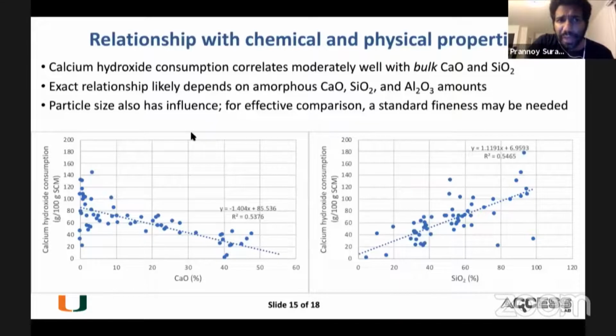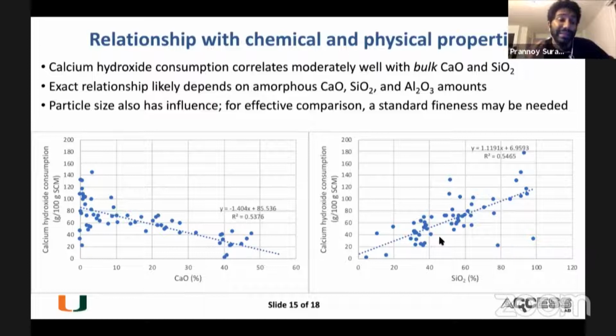Now, we have also shown that the calcium hydroxide consumption that is measured has a moderate correlation with bulk calcium oxide contents and bulk silica contents. The correlation is only going to be moderate because in reality, the exact relationship likely depends on amorphous CaO, SiO2, and Al2O3 amounts. And as I mentioned, these are quite hard to measure. So this approximate relationship is still valid, but you have to use it with caution.